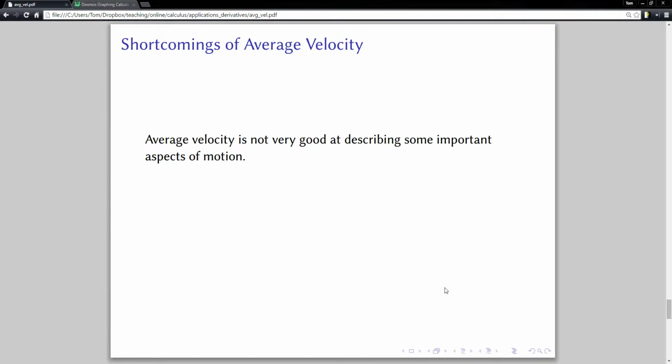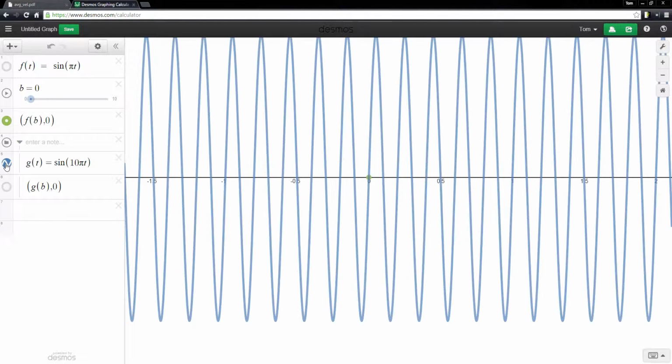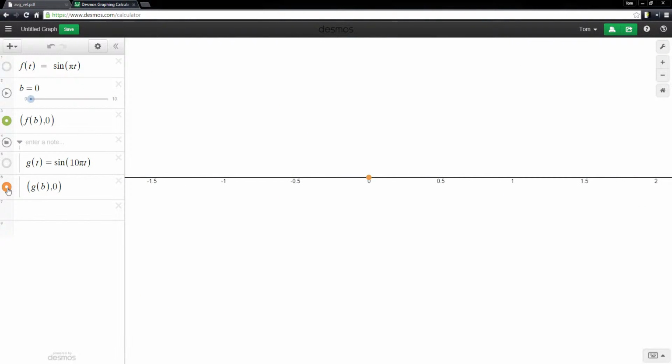All right, so average velocity is not really good at describing some important aspects of motion. To see how bad it is, let's take a look at the last two examples together on Desmos. Here I have the other position function. Now I'll have an orange point and a green point, and remember they both had the same average velocity over the interval from 0 to 10. But watch what happens here.